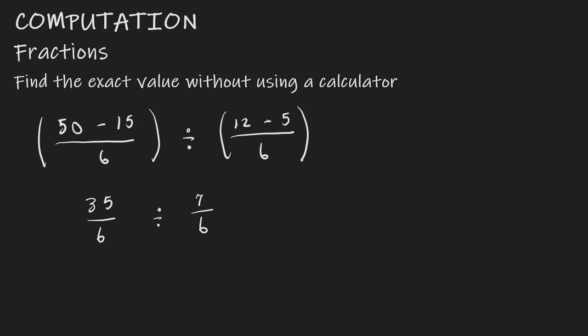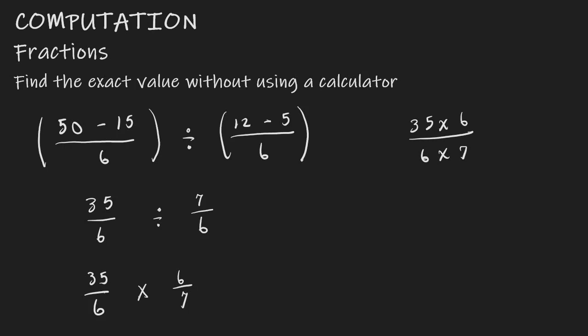Here I'm dividing two fractions, so I must use the reciprocal. Using the reciprocal, I flip my second fraction and change my division sign into a multiplication sign. So I have 35/6, flipping my second fraction, 6/7, and I change my division sign into a multiplication sign. So I'm left with 35 times 6 over 6 times 7.